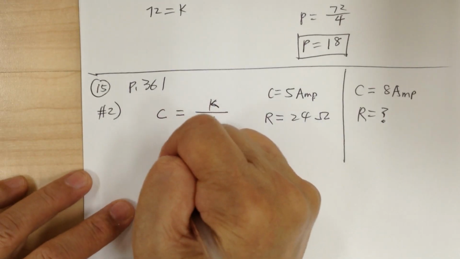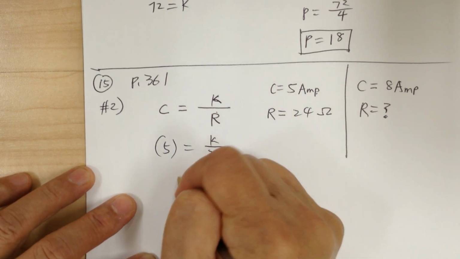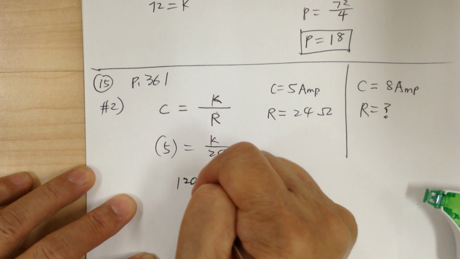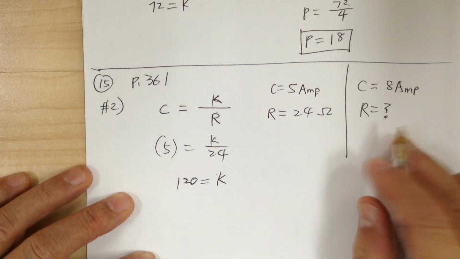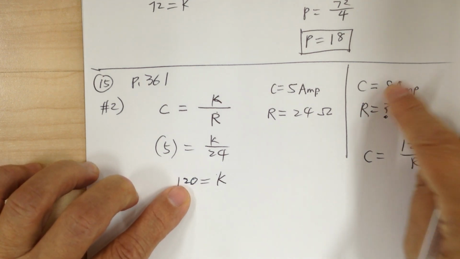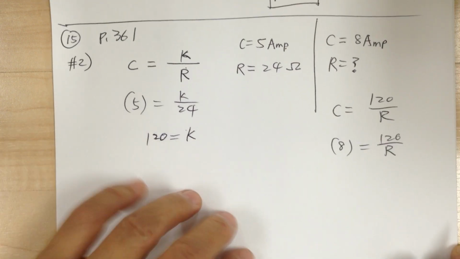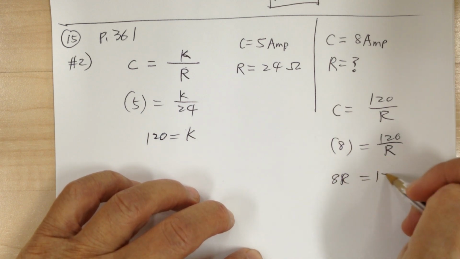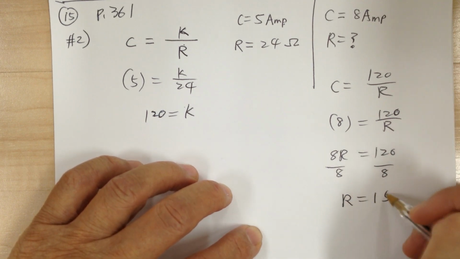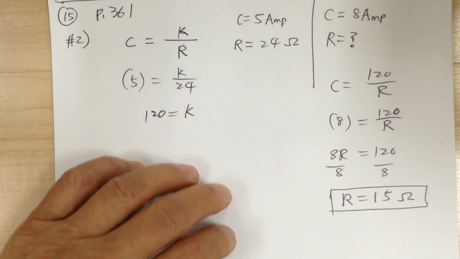So first you substitute, cross multiply, so K equals 120. Once you find K, you update your equation. So C equals 120 over R. Then you substitute, so you get 8 equals 120 over R. Cross multiply, so you get 8R equals 120. Divide by 8, so R equals 15, and remember your label, ohms. And that's it.